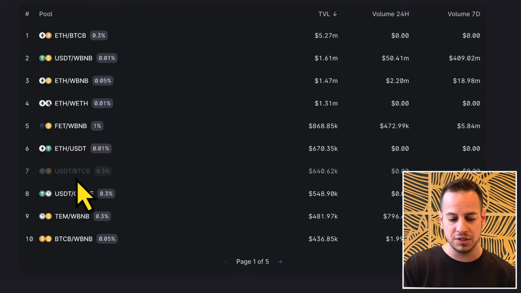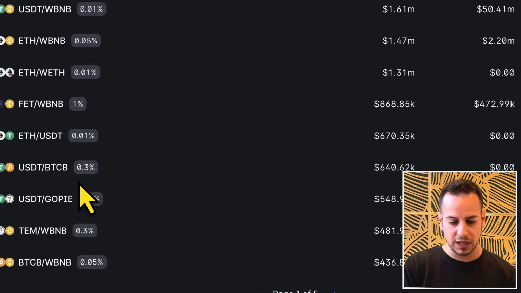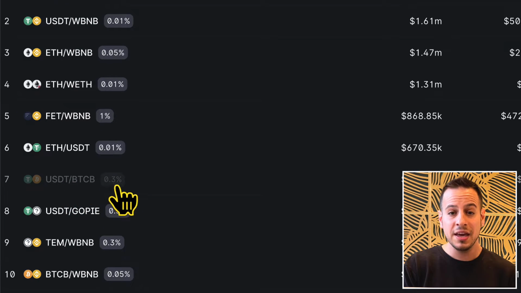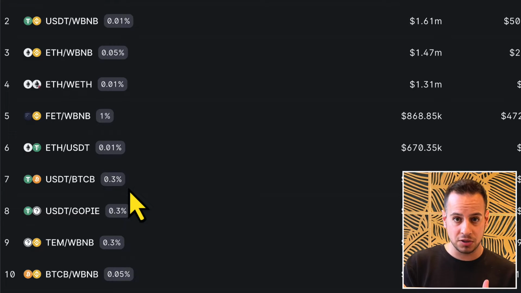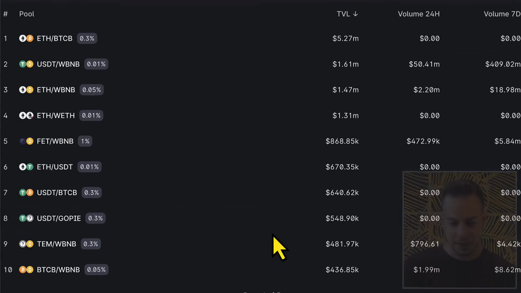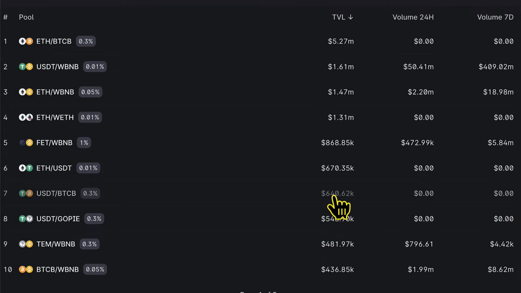So this exact pool right there is a 0.3% fee pool, which means that every swap happening between USDT and BTCB, if you provide liquidity to USDT-BTCB, you will get 0.3% of this swap. So if someone buys Bitcoin with $1,000, you, the liquidity provider, are going to get $3 out of it. And we see the TVL is quite low, 640K.